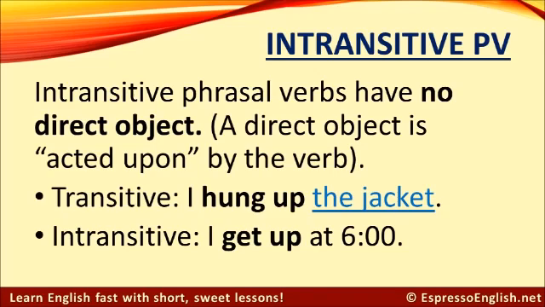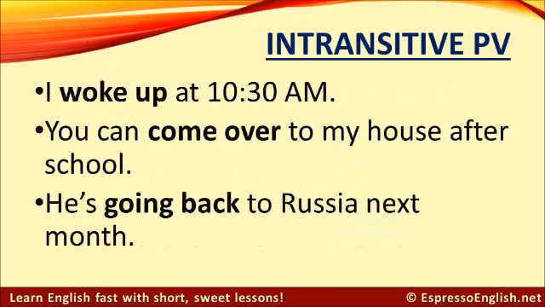Here's an example. I hung up the jacket. Hang up is a transitive phrasal verb because it has a direct object, the jacket. What's the object that I performed the action of hanging up on? The jacket. I hung up the jacket. But an intransitive phrasal verb has no direct object. For example, I get up at 6 o'clock. Get up is an action that stands by itself. It has no object.